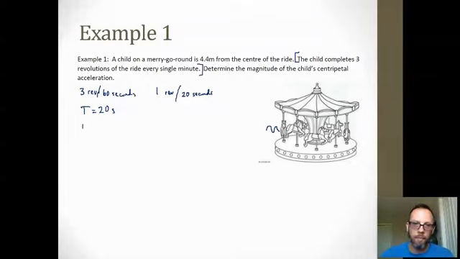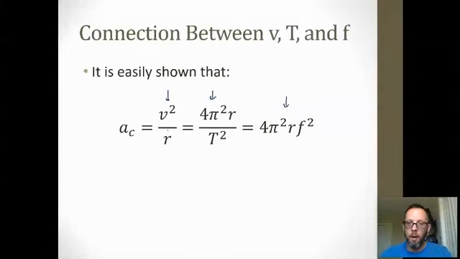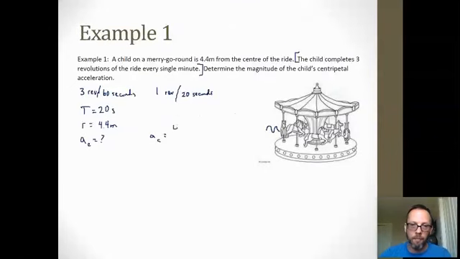And we are given the radius, 4.4 meters. And so we're ready to find the centripetal acceleration. That's what we're trying to find. So let's do it. So the formula we're using is 4 pi squared r over t squared. Let's plug those in. I personally use my pi button because I know it's exact. We'll plug in 4.4, and our period is 20, and we'll work that out.